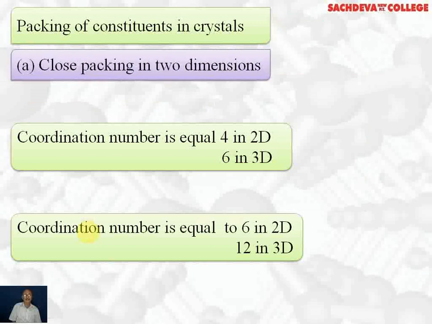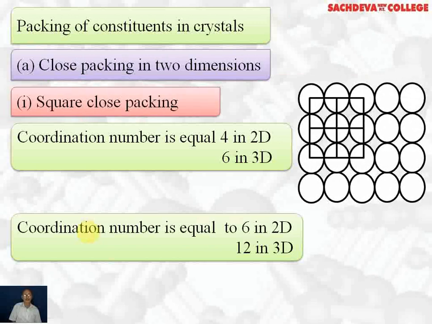Now, packing of constituents in crystal lattice. First, we are taking close packing in two dimension. In two dimension, we have square close packing. In this type of packing, each row of spheres is vertically as well as horizontally aligned, forming squares. The coordination number of central sphere is 4 in 2 dimension, whereas it is 6 in 3 dimension. This square close packing is least efficient because a lot of space is left unoccupied. It is also called simple cubic packing.